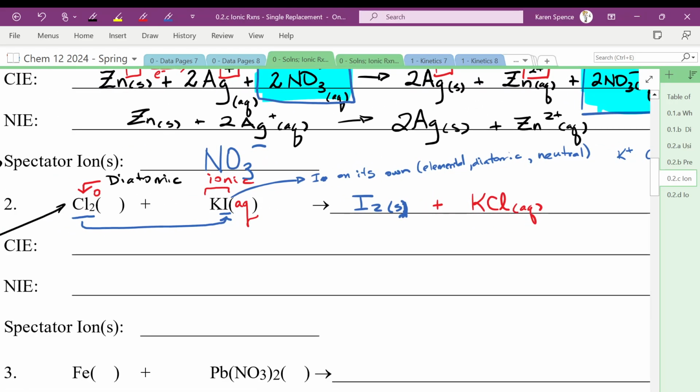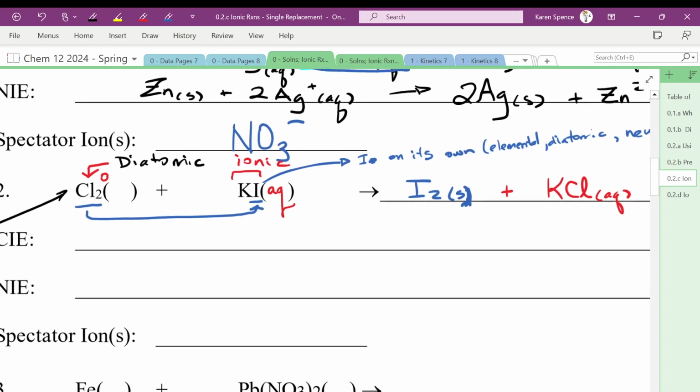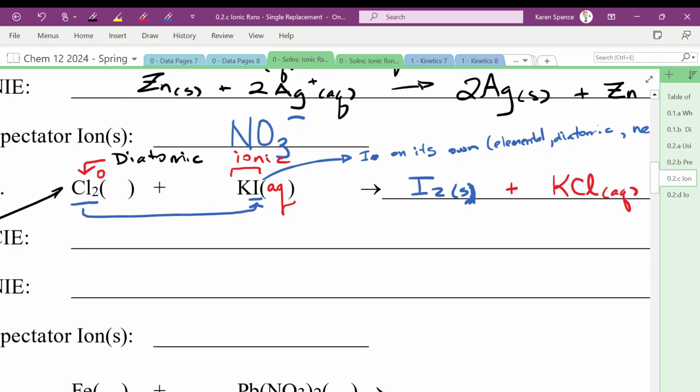Now we need to do some balancing. Could you guys balance that? Give it a go. Chlorine is a gas. Yes, chlorine is a gas. Okay, hopefully you put a 2 in front of the KCl and a 2 in front of the KI.